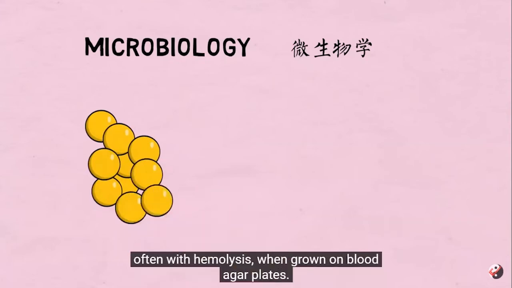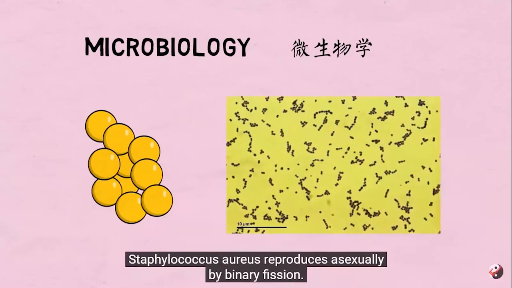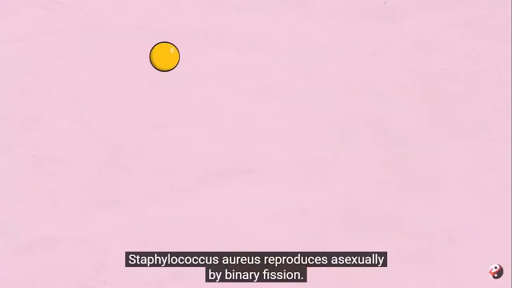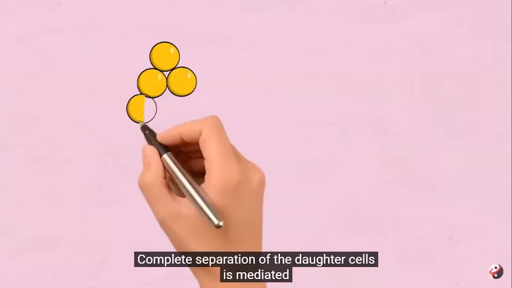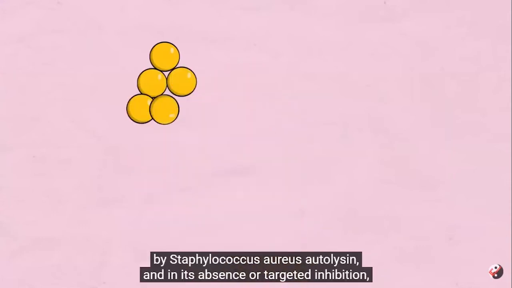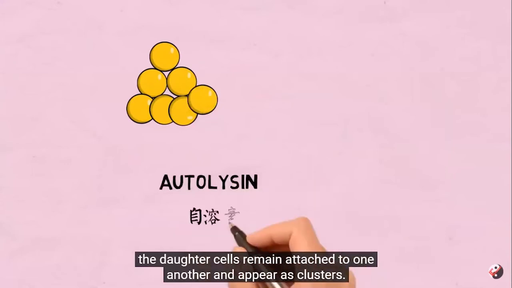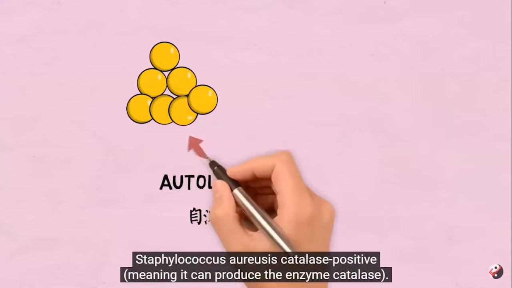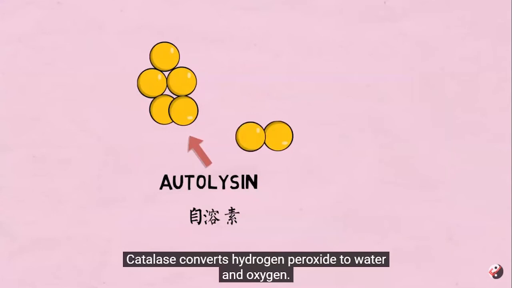Staphylococcus aureus appears as staphylococci, grape-like clusters, when viewed through a microscope, and has large, round, golden yellow colonies, often with hemolysis, when grown on blood agar plates. Staphylococcus aureus reproduces asexually by binary fission. Complete separation of the daughter cells is mediated by Staphylococcus aureus autolysin, and in its absence or targeted inhibition, the daughter cells remain attached to one another and appear as clusters.